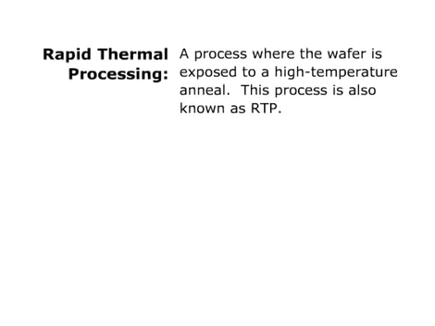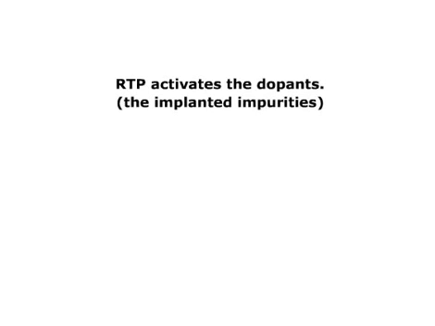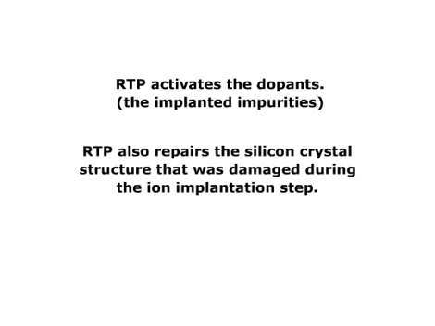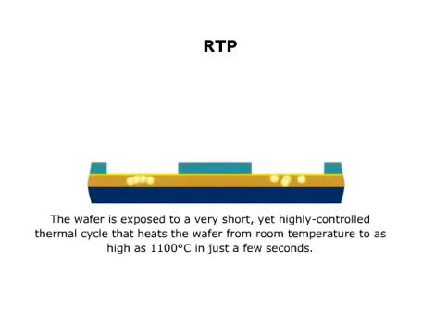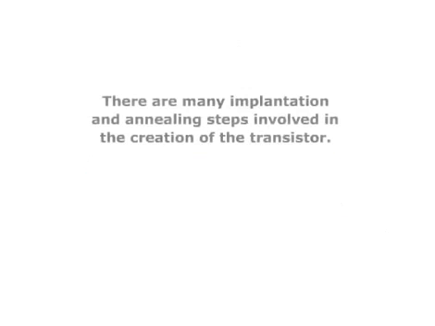The wafer then goes through a high-temperature anneal known as rapid thermal processing, or RTP. RTP activates the dopants, changing the semiconducting nature of the silicon, and repairs the silicon crystal structure that was damaged during the implantation step. During this process, the wafer is exposed to a highly controlled thermal cycle that heats the wafer from room temperature to as high as 1,100 degrees Celsius within seconds. There are many implantation and annealing steps involved in the creation of the transistor.